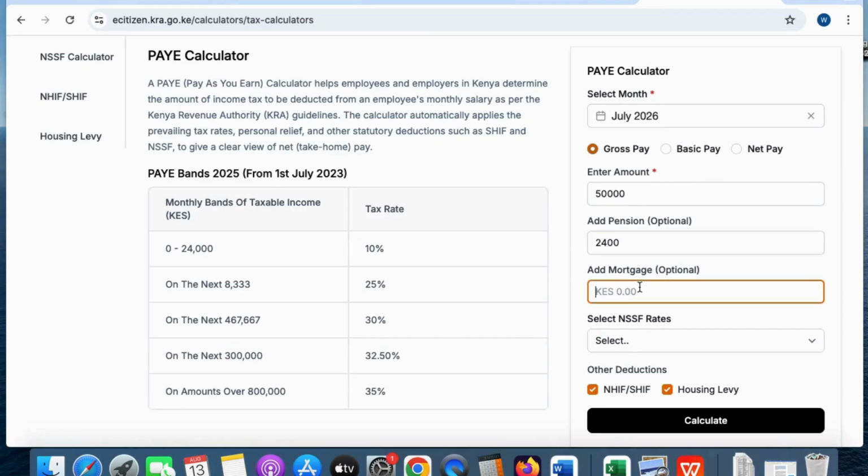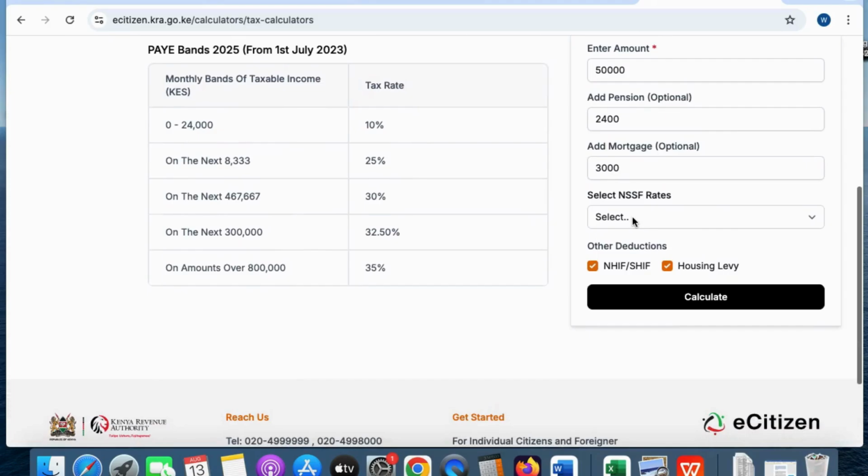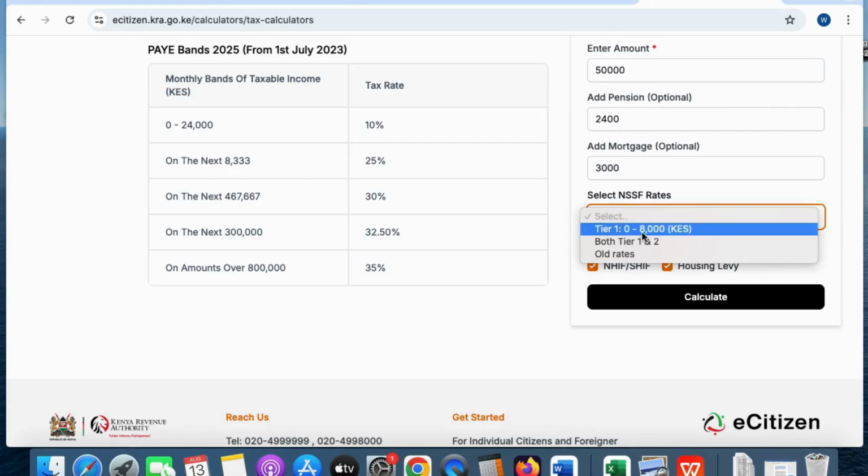Let's assume in this case it's 2,400 for that month. And then if you also have a mortgage interest, so assuming the mortgage interest for that month is 3,000 shillings, we include it here.